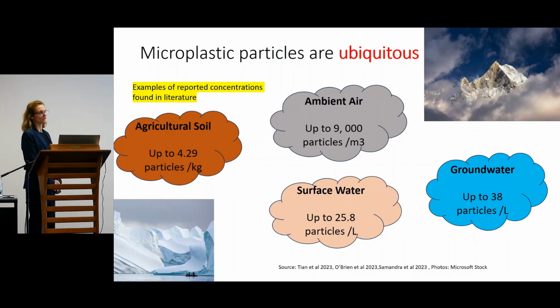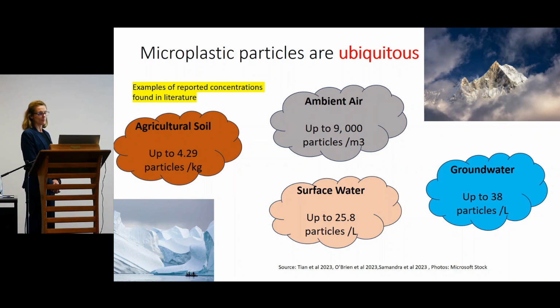An urban city environment, for example, found 9,000 microplastic particles per cubic metre in ambient air. And surface water and groundwater studies done in Australia, one of the very few studies which have been done, found 25 particles per litre in surface water and 38 particles per litre in groundwater.